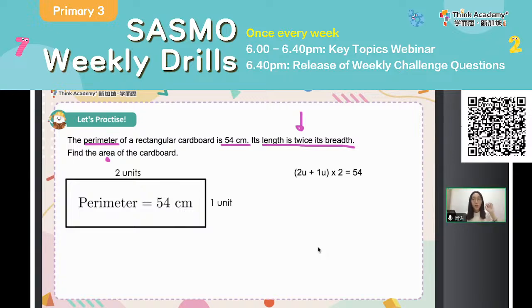The point is, how can we get 54 centimeter in total? How many units will add up to 54? 2 unit plus 1 unit, and then multiply by 2 equals to 54. So how many units are there? Also, you can just add one by one, right? 2 unit plus 1 unit plus 2 unit plus 1 unit. So what is it?